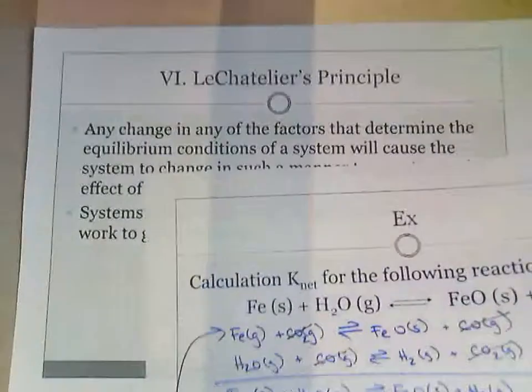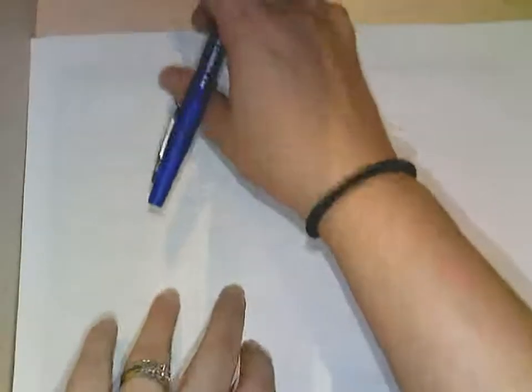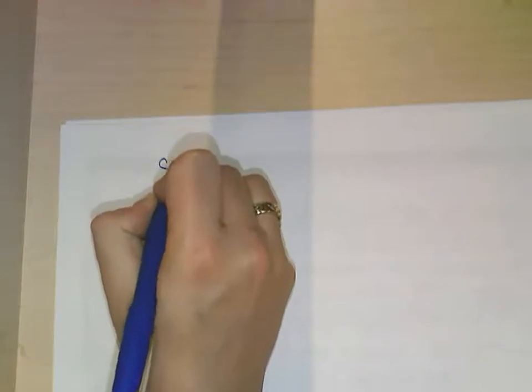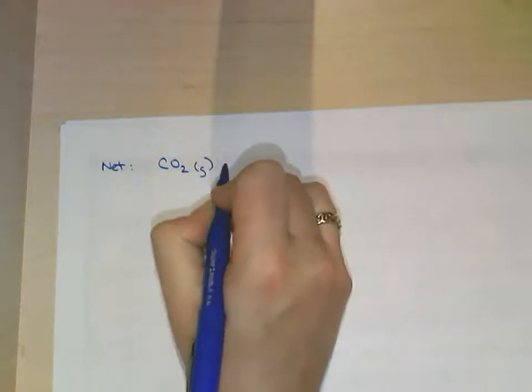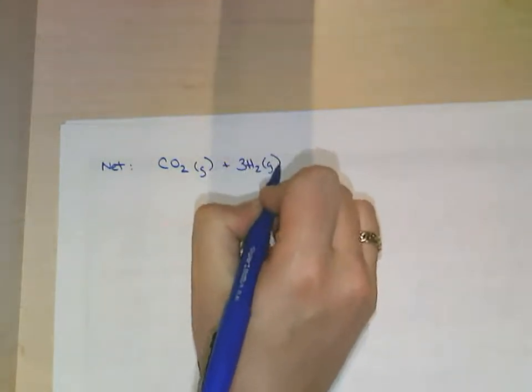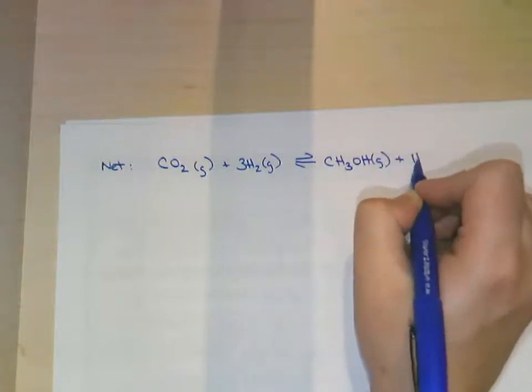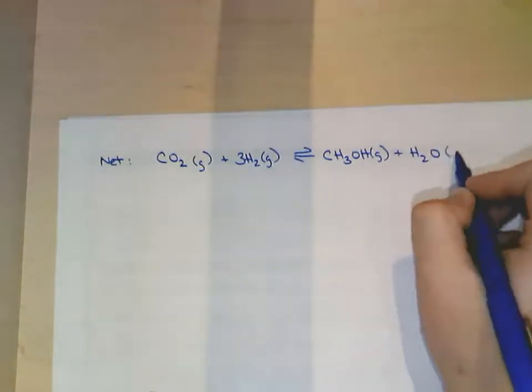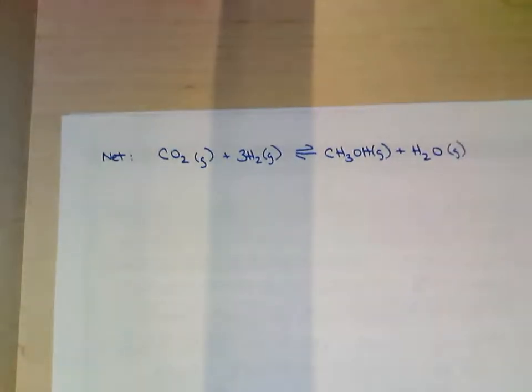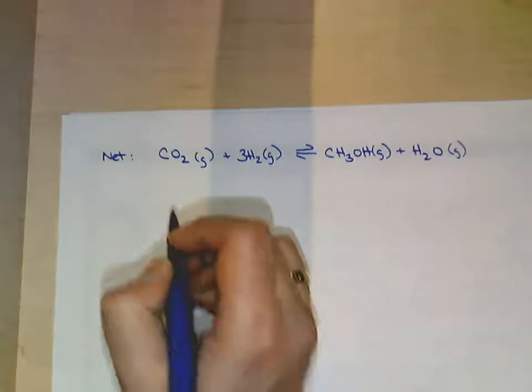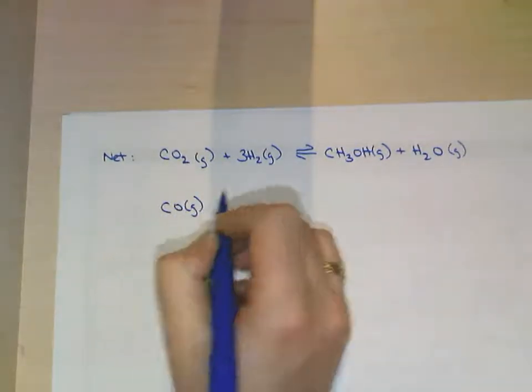So let's do one more. Let's say I have this information. The net reaction I'm aiming for is this. So I'm looking for the net equilibrium constant for this reaction. So what I'm going to do is I know I have these two possible reactions to combine together.